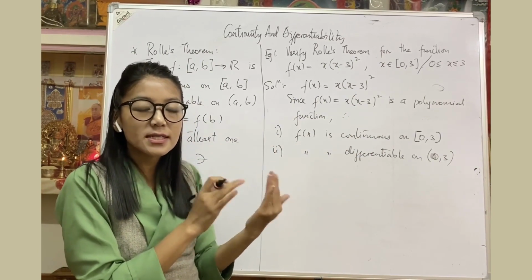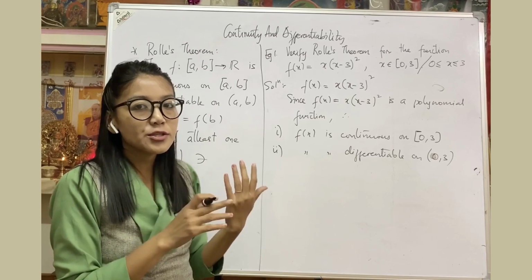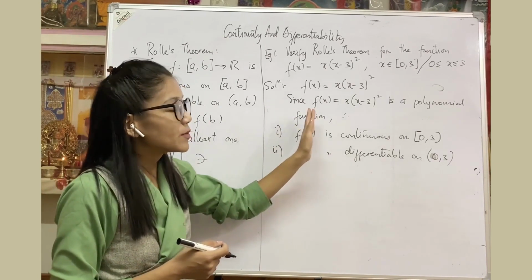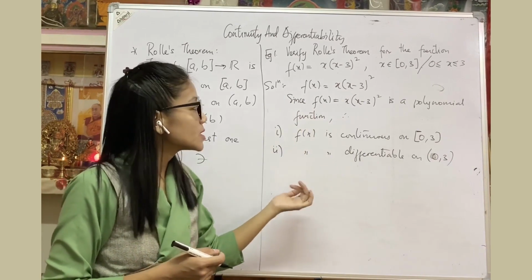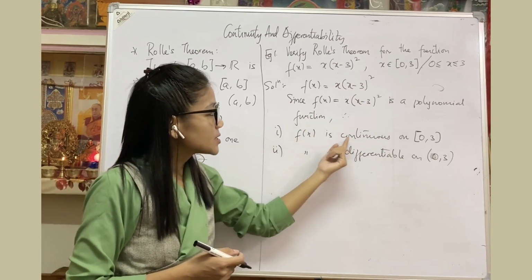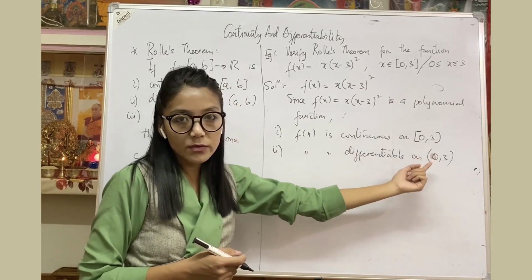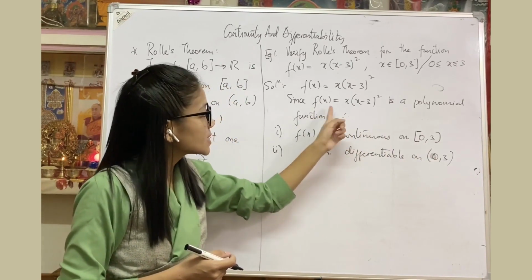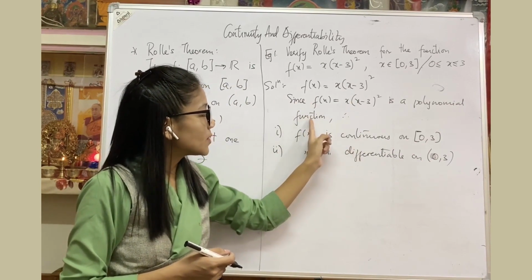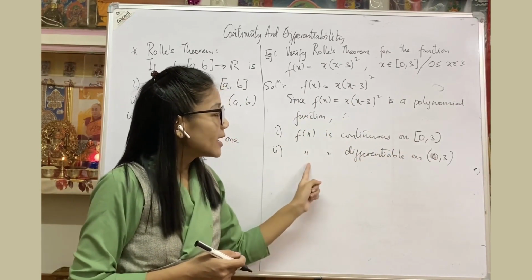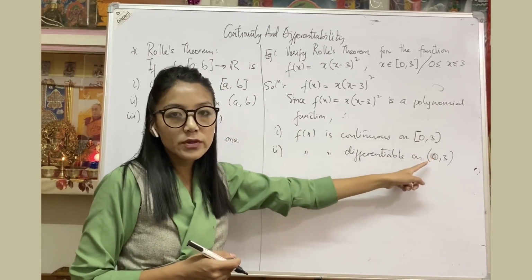Okay, since we did this in the previous topic on continuity and differentiability, you just write down: if a function is a polynomial function, it is continuous everywhere, so you can just generalize it. f(x) is continuous on the closed interval [a, b] and f(x) is differentiable on the open interval (a, b). So you have to state this. Since it is a polynomial function, f(x) is continuous on the closed interval [0, 3] and f(x) is differentiable on the open interval (0, 3).